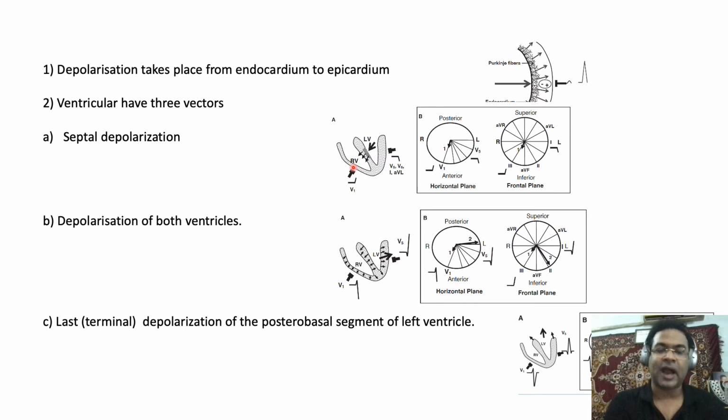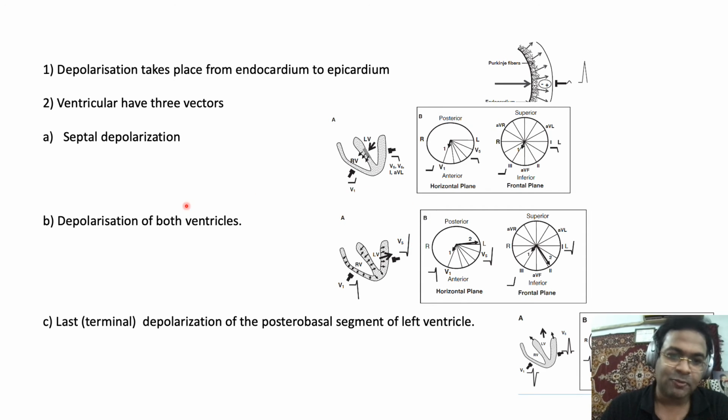What is the applied part of it? If you get q in V1, V2, V3, it is an abnormality. There is some abnormality in the septum. Probably an MI has occurred in the septum. That's why the depolarization is not happening in the normal way. In a normal ECG, you should never get a Q wave in V1, V2, V3. There will be a small r followed by S in V1, and V2, V3 will be having a slightly increasing r and decreasing S.